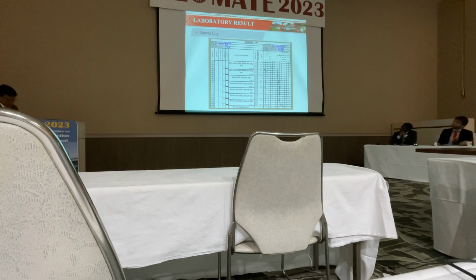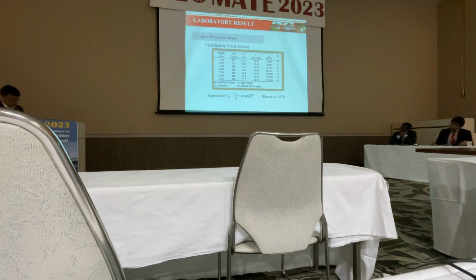Boring log: from the top to a depth of 3.45 meters is soft sandy clay, and from 3.45 meters to 10.95 meters is hard stiff sandy silt, as shown on the boring log. Basic properties of soil we classify by the USCS method. From N16, we back calculate to determine Cu, and then use the correlation from Hara et al., 1974.